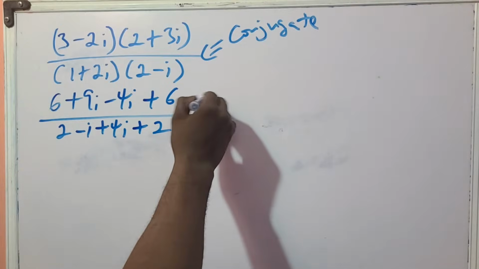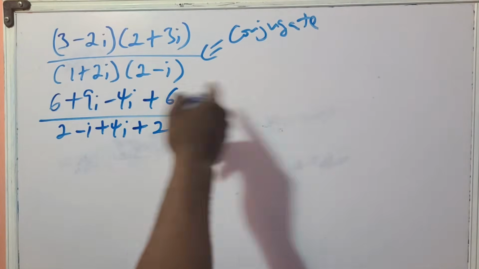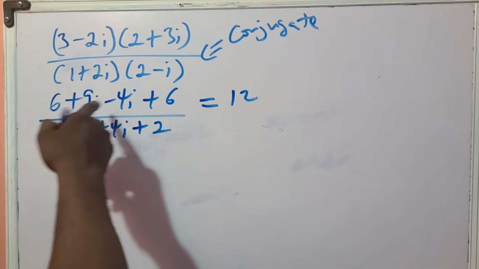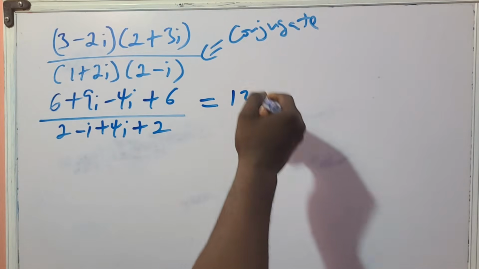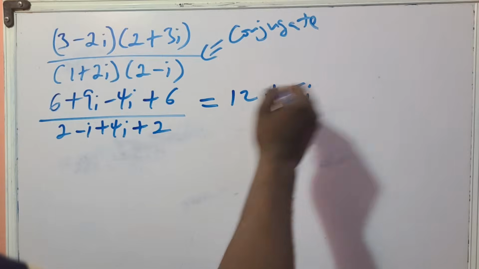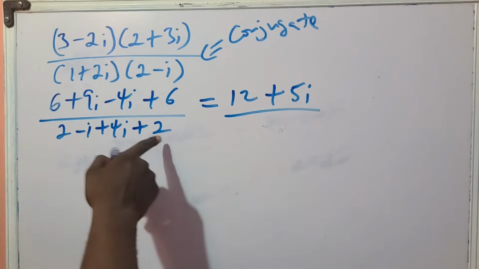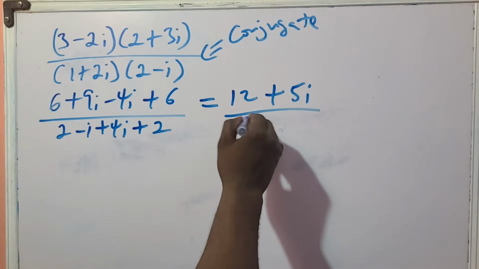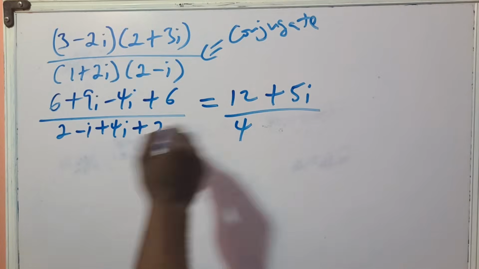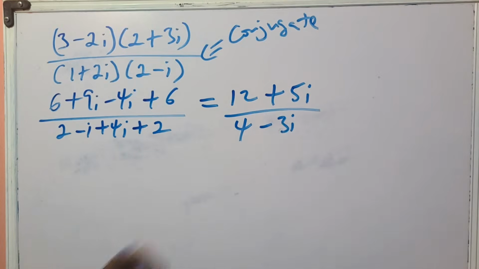So what does this give you finally? This will be 6 plus 6. This will be 12. This will be 9 minus 4. That will be plus 5i. This will be over 2 plus 2. That will be 4. Minus i plus 4i, this will be minus 3i. Now we have a simple balanced equation.